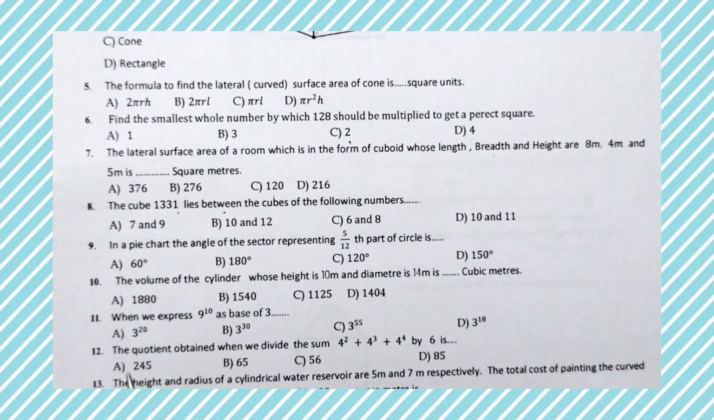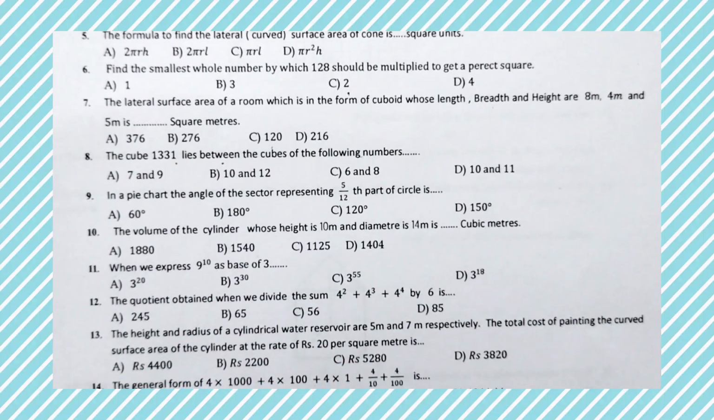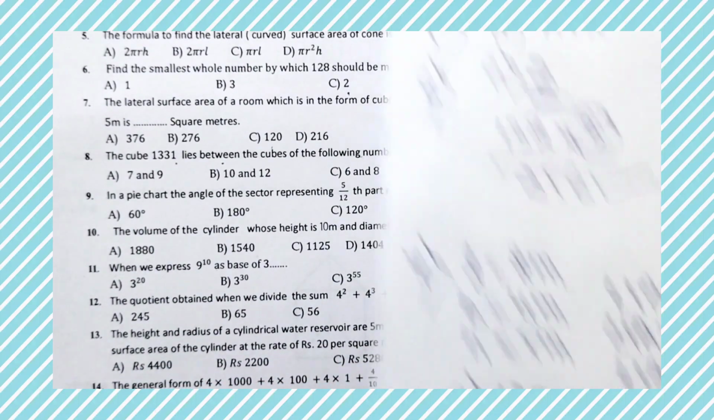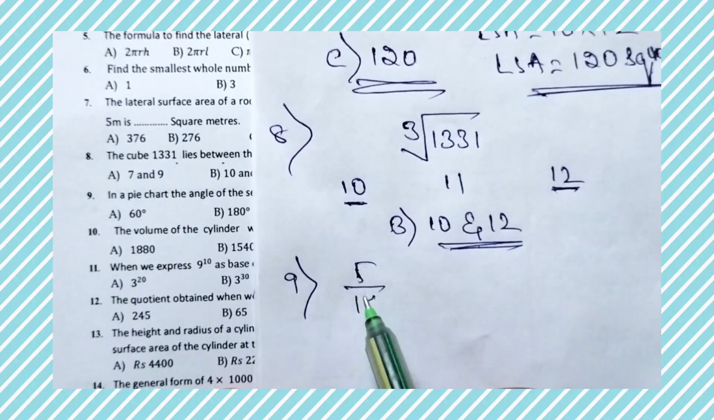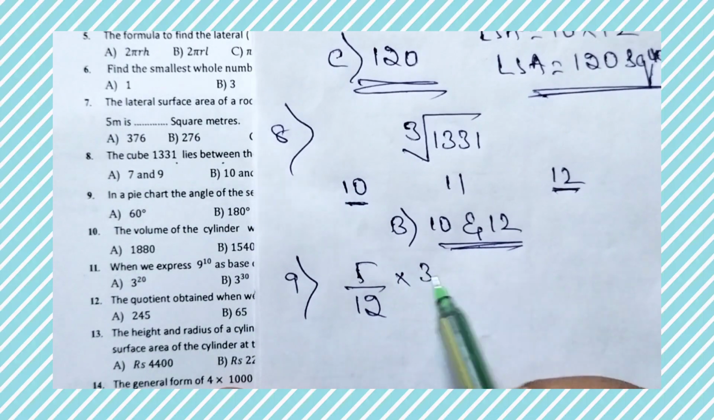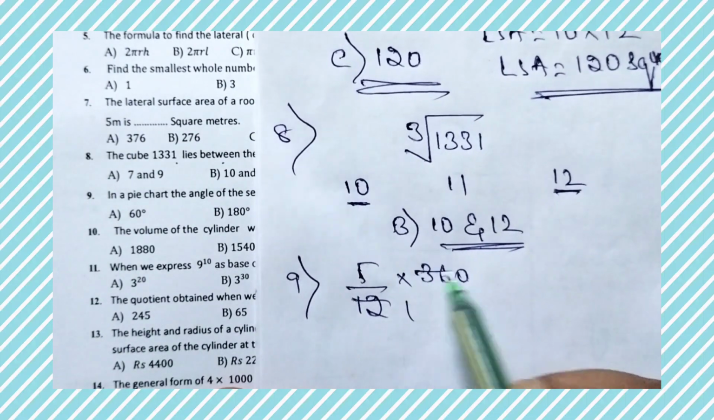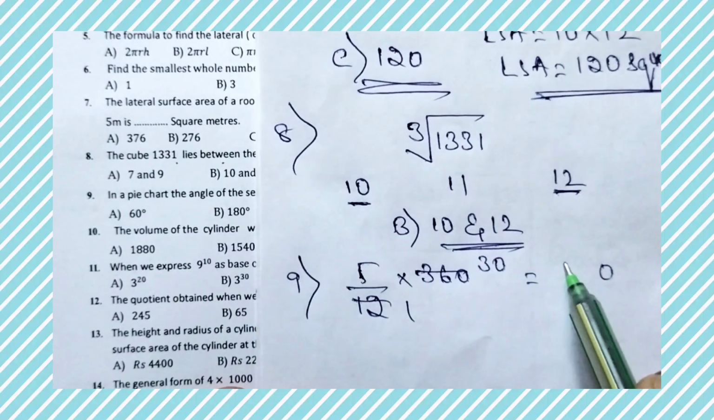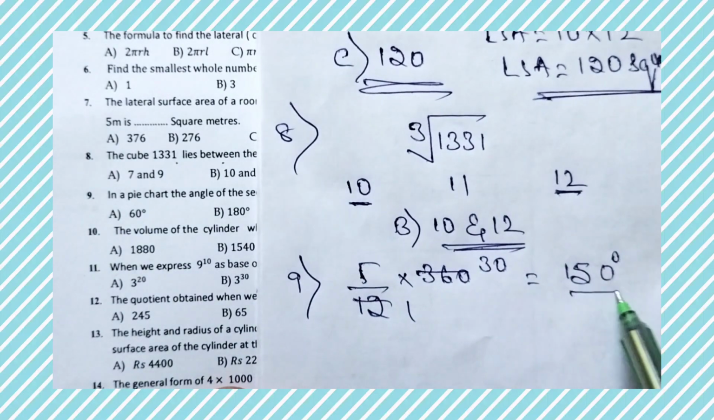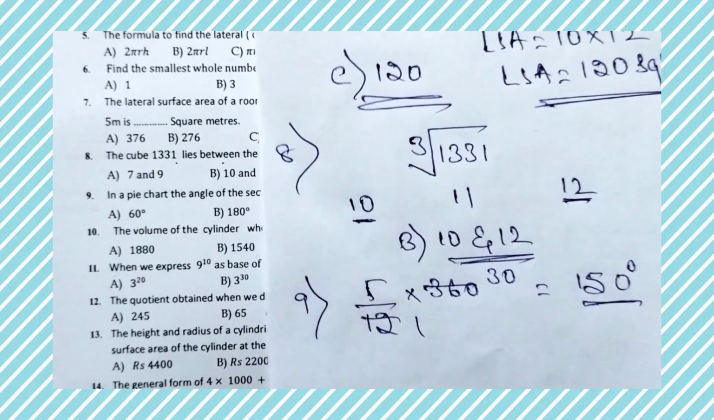In the 9th question, in a pie chart, the angle of the sector representing 5 by 12th part of a circle is. So in a pie chart, he is asking what is the 5 by 12th part. So what do we do, 5 by 12 into total angle, which is 360 degrees. 12 ones are 12, 12 threes are 36, 0, 5 zeros are 0, 5 threes are 15. So it is equal to 150 degrees.